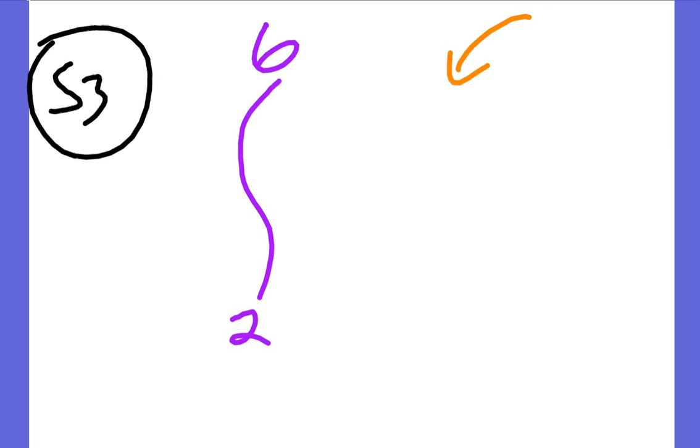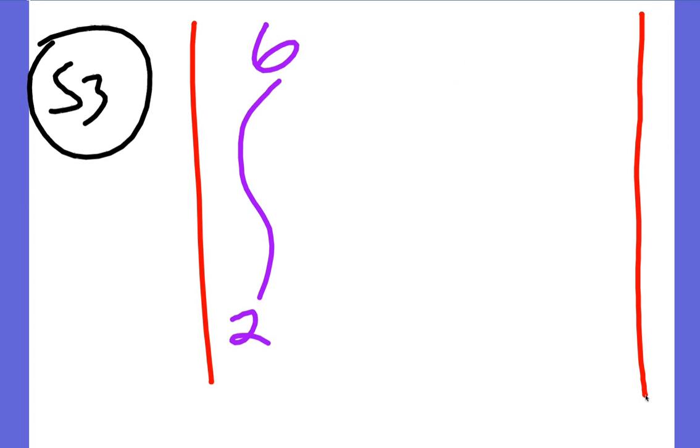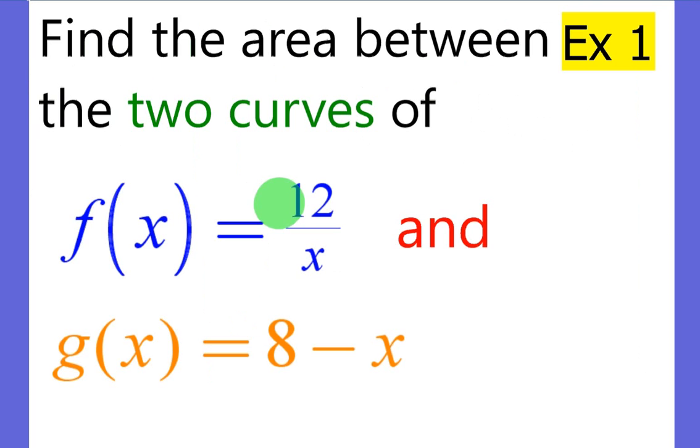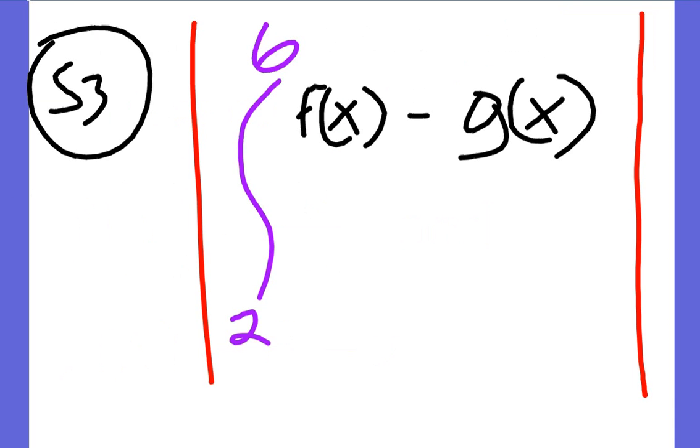So why did I say all that? Because it really won't matter whether you do f minus g or g minus f, as long as you take the absolute value of whatever. So I'm going to go ahead and put absolute value bars around my definite integral here. Okay, and just for consistency purposes, since you really don't have to figure out which one's above and which one's below, just always do f minus g. So in this case, I'm just going to do the blue, the 12 over x minus 8 minus x, and that'll take care of it.